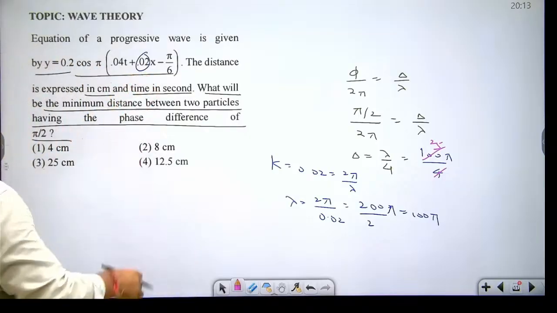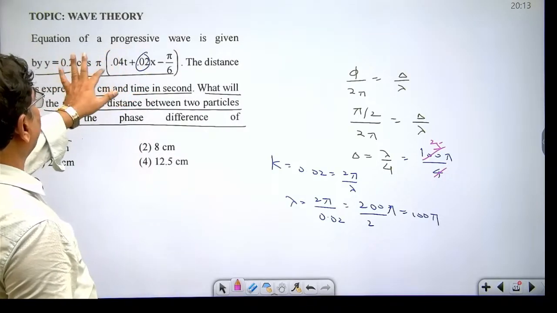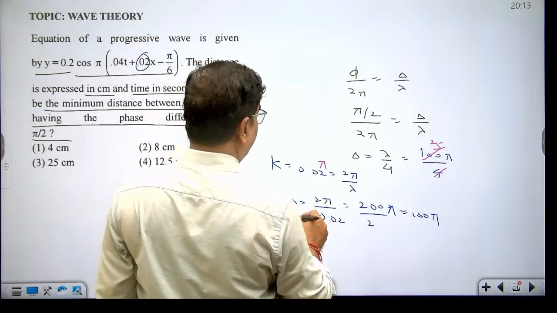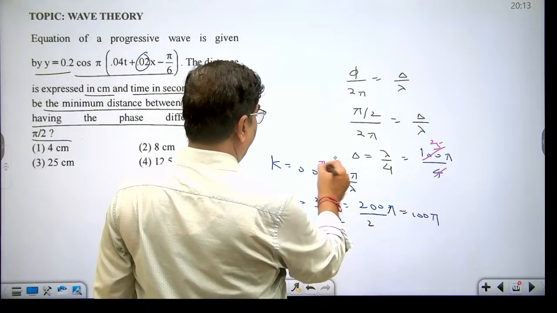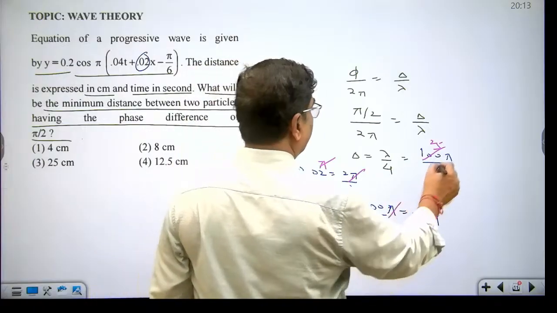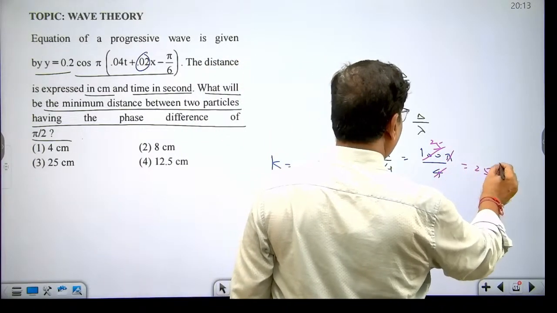Oh, pi is also here. So k is not this 0.02, k is 0.02 pi. K is 0.02 pi. So pi will get cancelled here. So lambda equal to 100. So the answer is only 25.